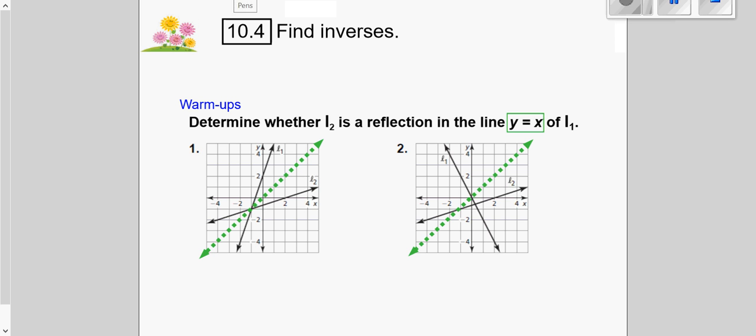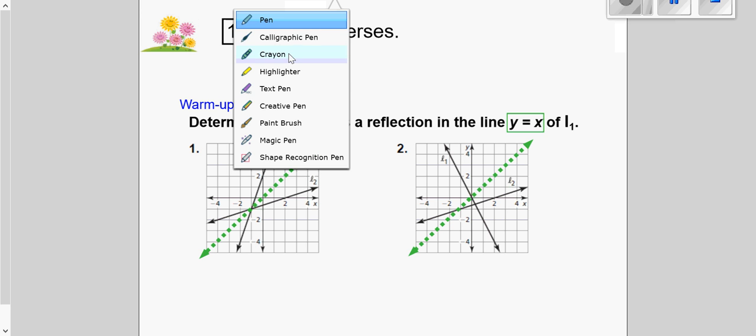Here's some warm-up problems. Determine whether L2 is a reflection in the line y equals x of L1. So we have line 2 and line 1. Here's L1 and L2 in the first problem. The line y equals x is this dashed line that goes through 1, 1, 2, 2, 3, 3, 4, 4. Are these reflections? That's what we're asking.